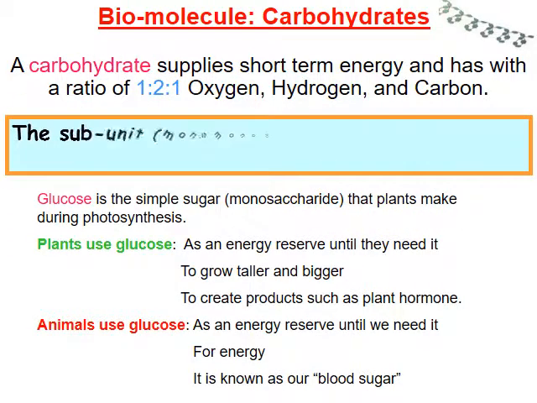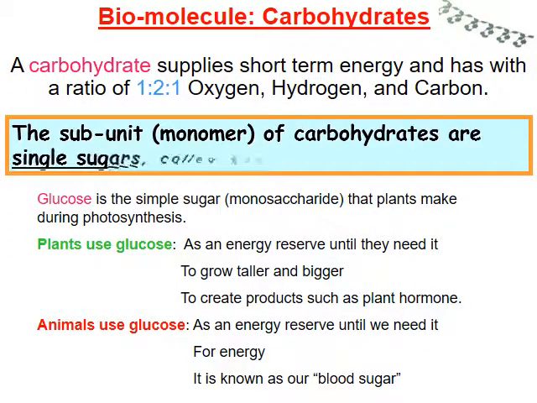A carbohydrate supplies short-term energy. If you eat a lot of sugar, you can get a rush of energy for a short period of time. But what happens after that energy drink or candy bar, say in about an hour and a half or so? You crash. That tiredness you feel is often referred to as a sugar crash.